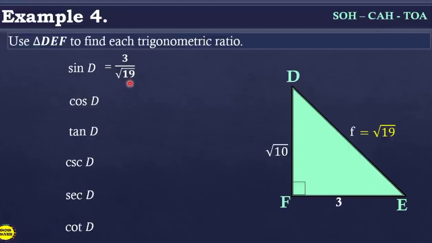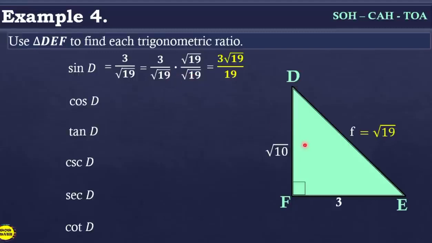But since we are not allowed to have a square root in the denominator, we're going to rationalize, by multiplying both the numerator and denominator by the square root of 19. So we will have 3 square root of 19 over 19. Since when you multiply this, you also get the perfect square, the fastest way is to just copy, because when you multiply that, it's a perfect square too.